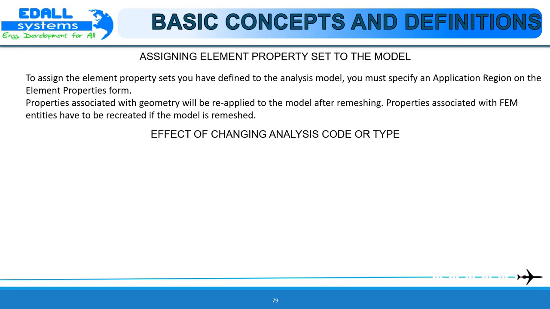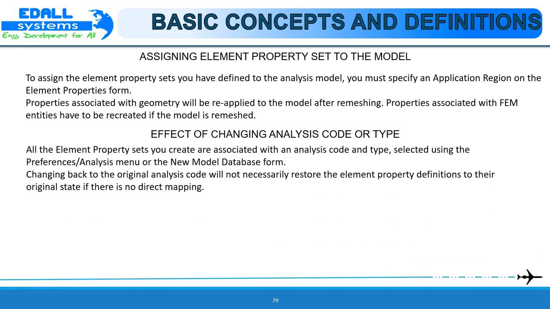Effect of changing analysis code or type. All the element property sets you create are associated with an analysis code or type, selected using the preferences analysis menu or the new model database form. If you change the analysis code or type preferences, the existing element property sets are modified to use the closest matching element type in the new preference environment. All applicable property data is automatically transferred. Changing back to the original analysis code will not be necessary to restore the element property definitions to their original state if there is no direct mapping.